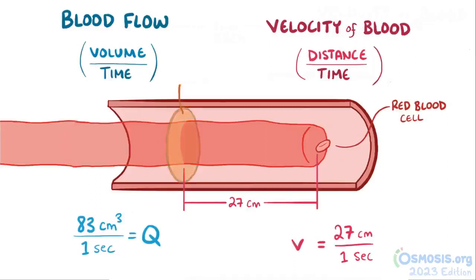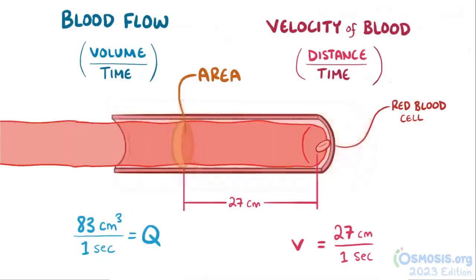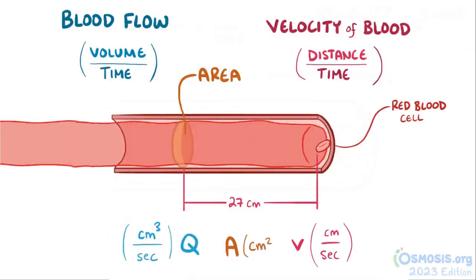And the last piece of this puzzle is area, specifically the cross-sectional area of the blood vessel, which in reality is the same as the blood cross-section, so it should look a little more like this. So based on units, since area is going to be expressed in centimeters squared, we see that the flow rate equals area times velocity.